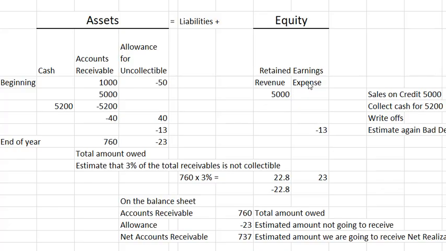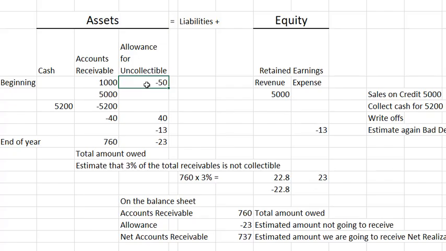So in our example here, this is how the problem in your homework is going to read. You're going to have a beginning: the amount owed by your customers from last year or last accounting period. In this case, that was given to us at 1,000. And the amount that it should be in the allowance is 50.